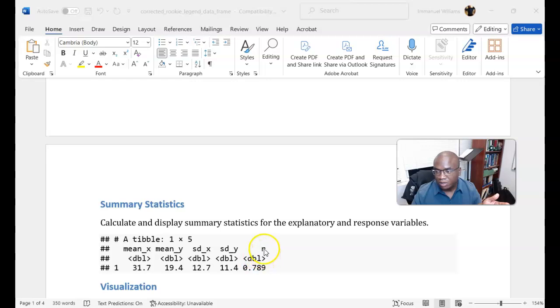Our correlation is going to be R. As you can see, R is positive. So, based on the previous video, we know that the slope has to be positive.